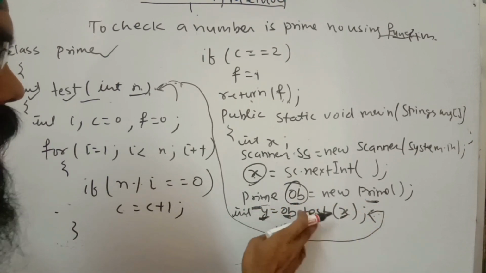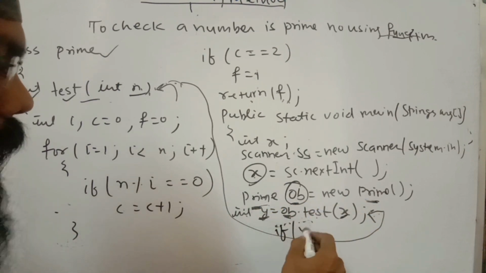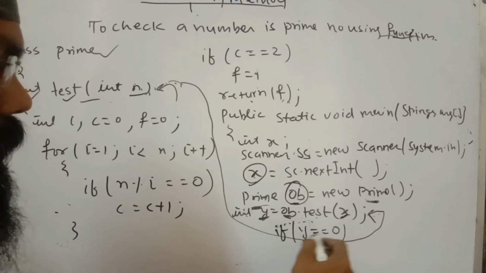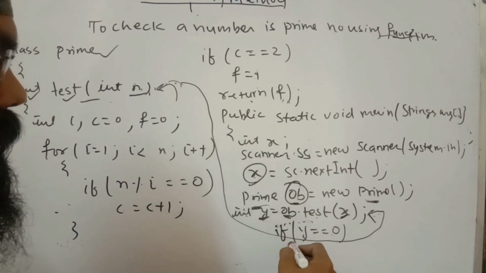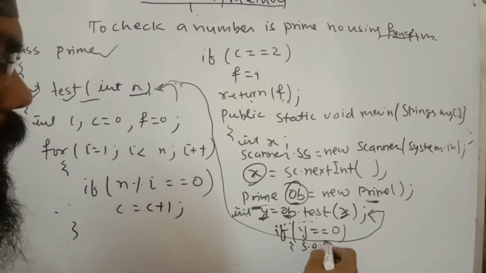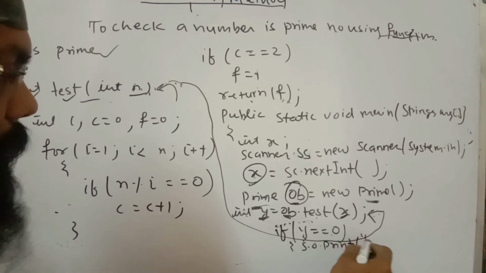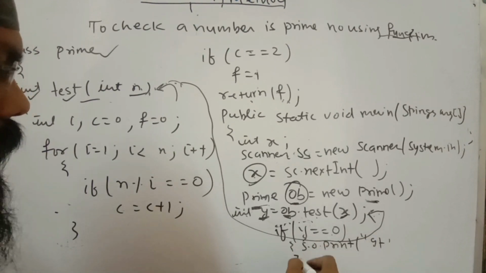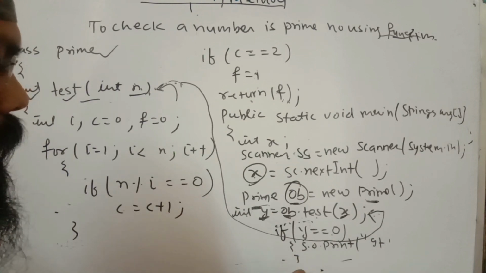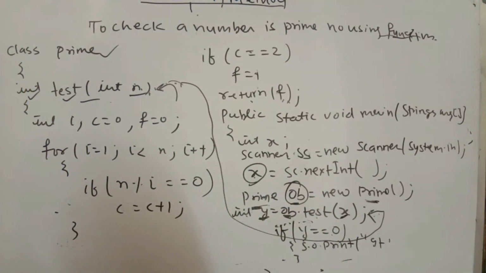Now again, if you check, if y == 0, that means f = 0, so you can write System.out.println("It is a prime number"). Else it is not a prime number, and close the main method. So this is the program using the function.